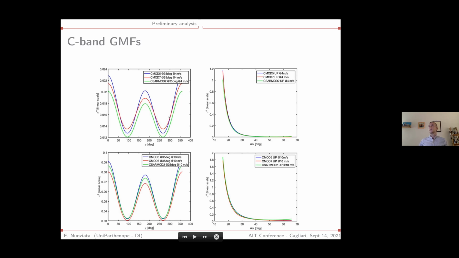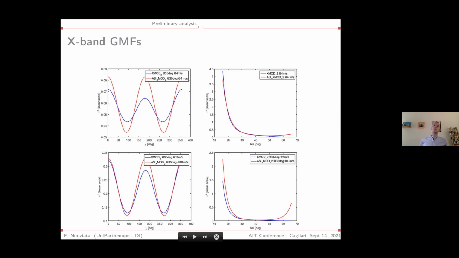so the angle between the SAR pointing direction and the wind direction, and the angle of incidence. You can see that there are some differences among these three geophysical model functions, especially when dealing with the azimuth dependency. And in the second row, we have the same plots, but at higher wind speed, so 10 meters per second, here is 4 meters per second.